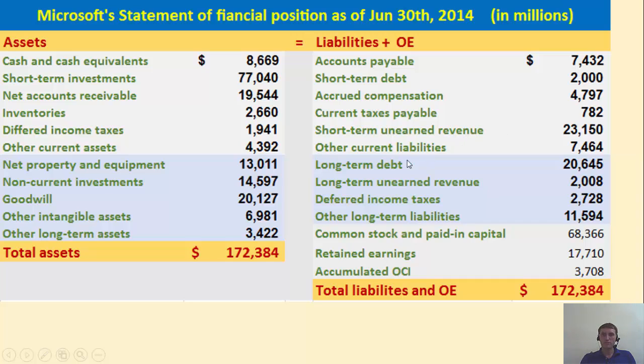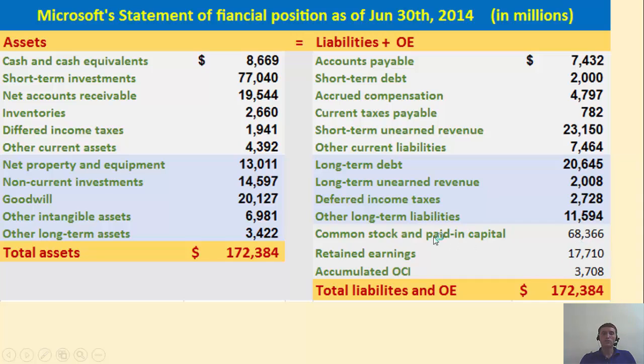Other current liabilities. We call these current liabilities of the firm because they are expected to be satisfied within 1 year. Then we have long-term liabilities. These are obligations that the firm expects to settle in more than 1 year. Long-term debt, long-term unearned revenue, deferred income taxes, other long-term liabilities. Okay, now you might be asking, well, how much does Bill Gates have in terms of a claim on the assets of the firm? Well, the owners of Microsoft have this as a claim.